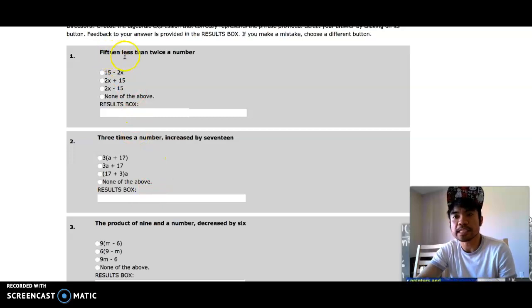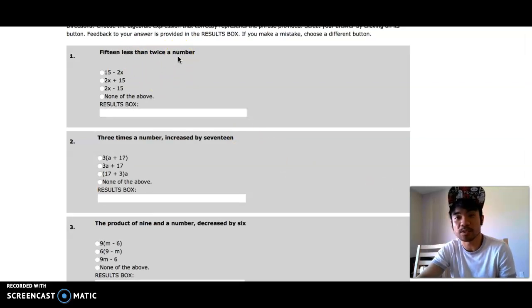Now this one, 15 less than twice a number. Is it going to be 15 minus 2x, or is it going to be 2x minus 15? Well, it's actually 2x minus 15. It says I am correct. Awesome. This one, 3 times a number increased by 17. You have to multiply the number first by 3 and then increase by 17, so it's going to be B.